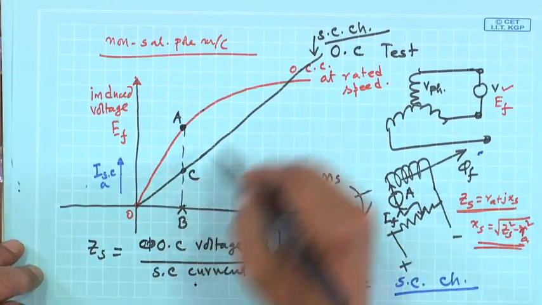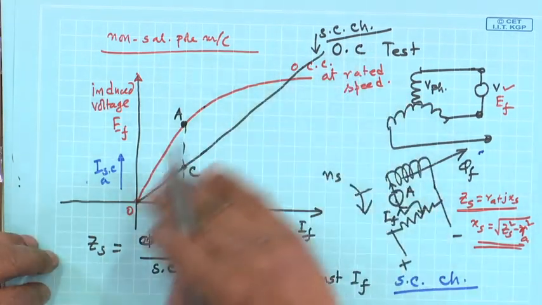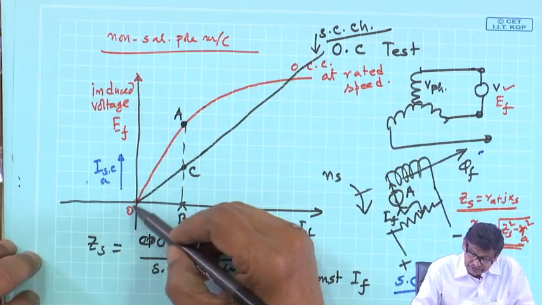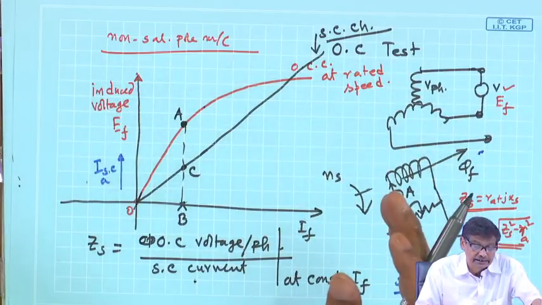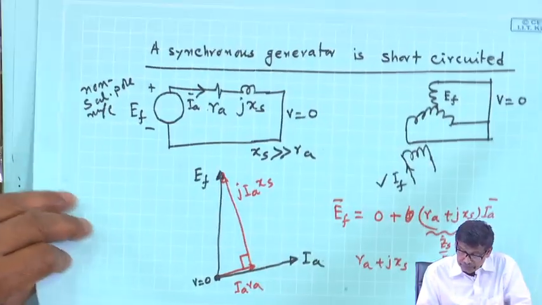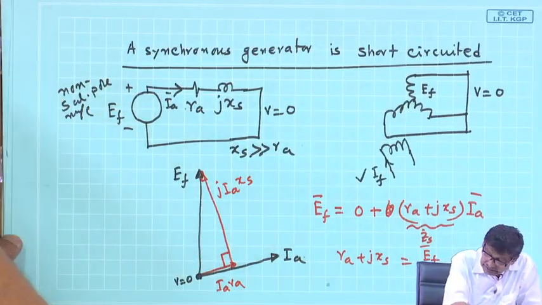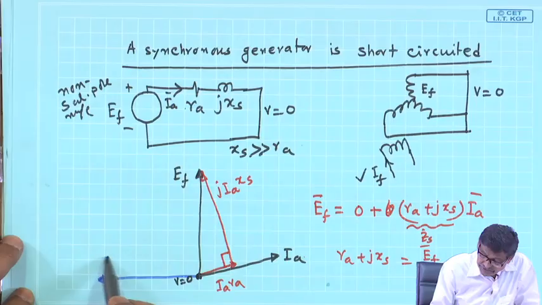You will find the short circuit characteristic will be almost a straight line, although the open circuit characteristic will have that saturation property. Why is it like that? It is because, during the short circuit test, you recall, in this phasor diagram, this is your phi f.